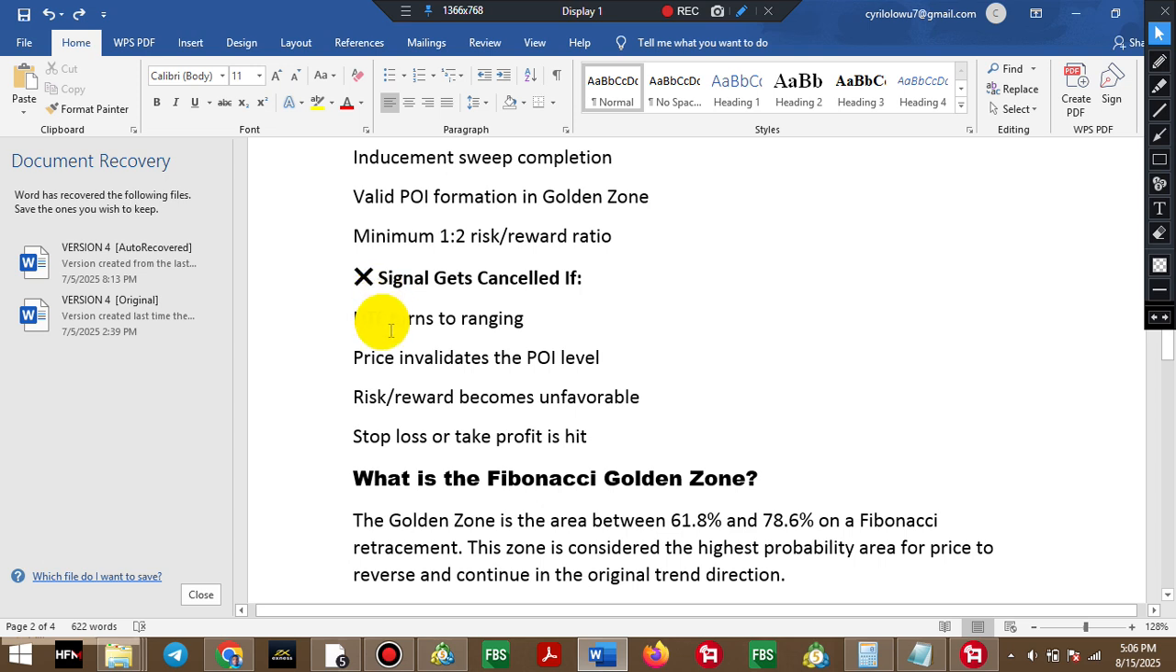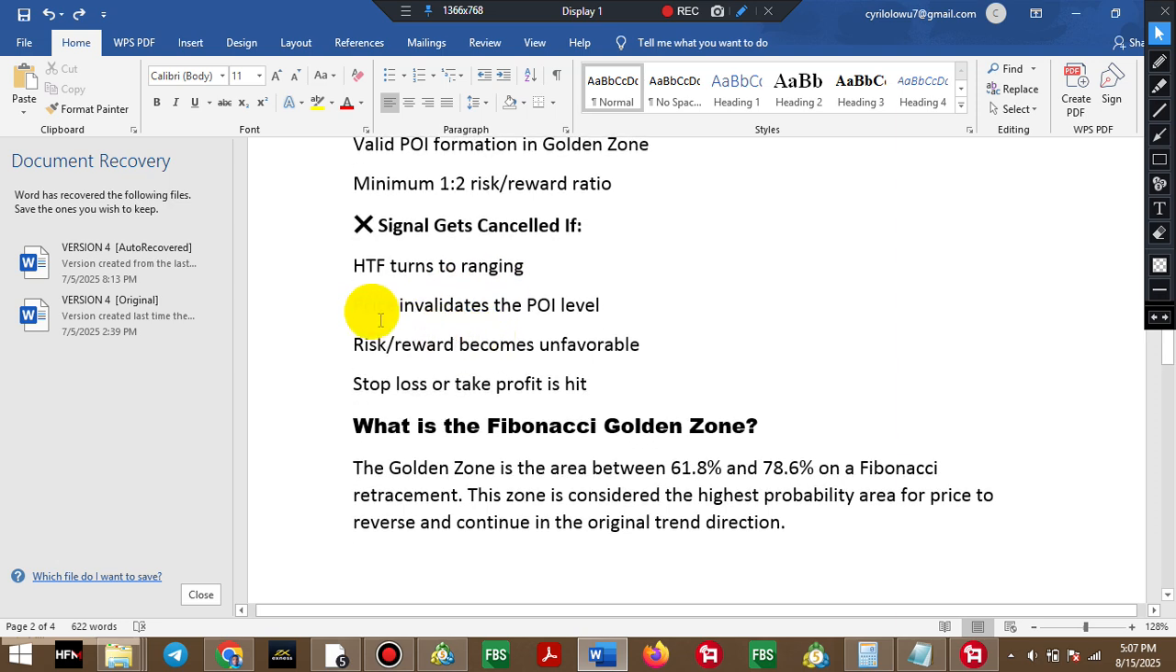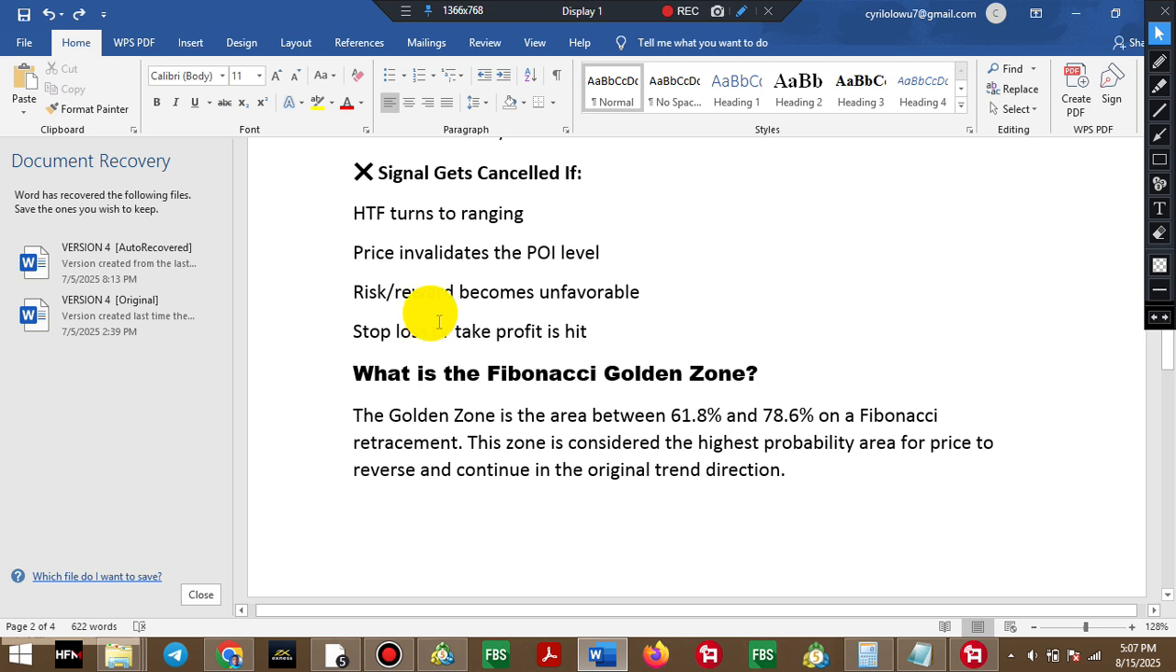HTF turns to ranging, just like what we saw on Crash 1000. This can be any other pair. It can be any currency pair. It can be any crypto pair. So if there's ranging in the higher time frame of that particular pair, it's not going to give you a signal. Price invalidates the POI level. If the POI level has been invalidated, then it is not going to trigger any signal. The risk to reward becoming unfavorable. If it decides that the risk to reward is not favorable, it will not trigger any signal.